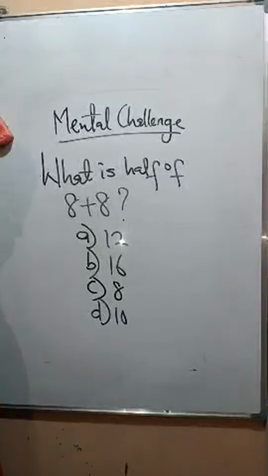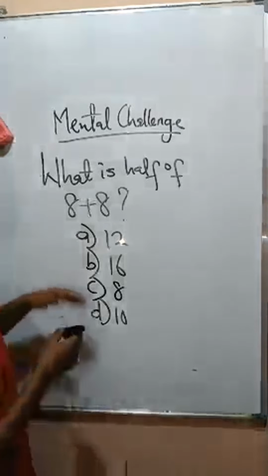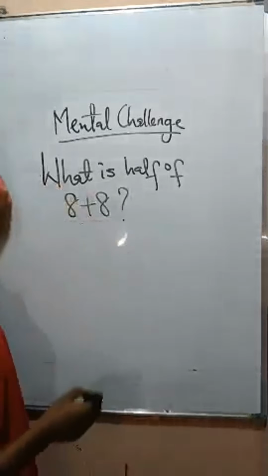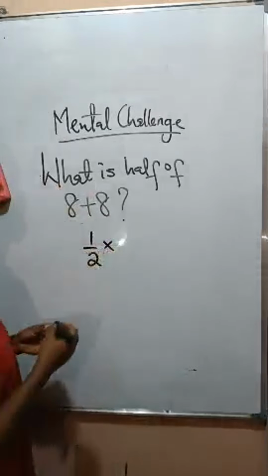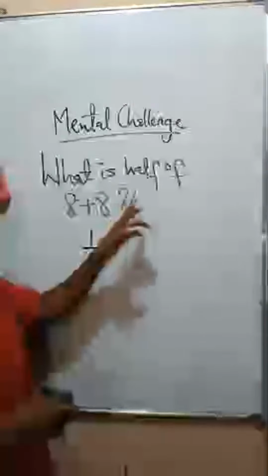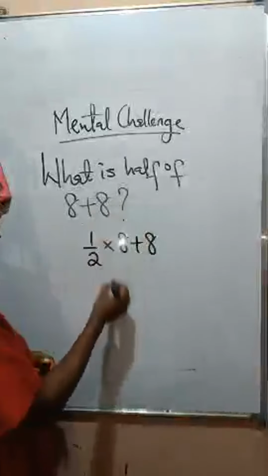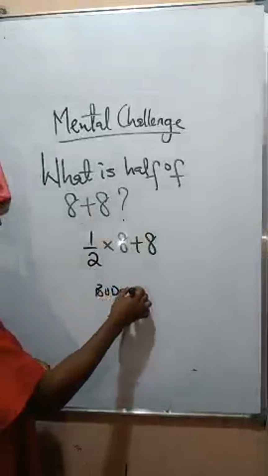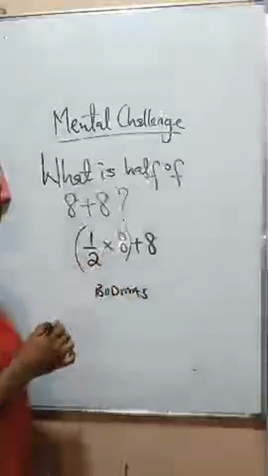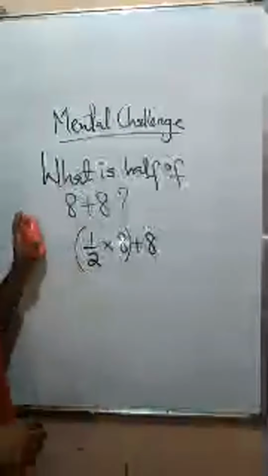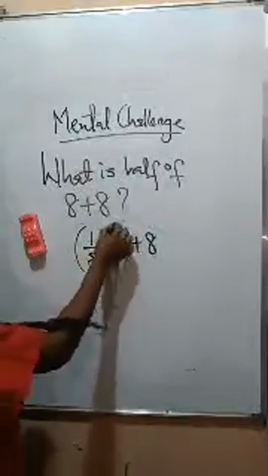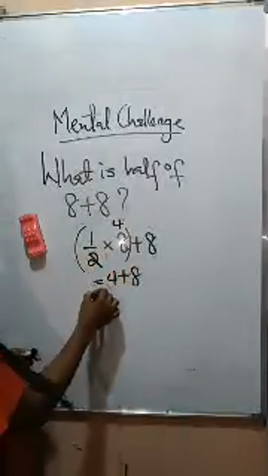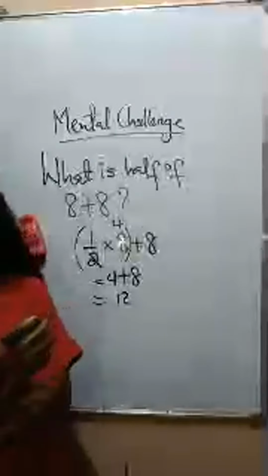Okay, so let's do this together. First, let's write this as an equation. Half of that is multiplication. Half in mathematics is multiplication, okay? Half of 8 plus 8. Now remember that in BODMAS or PEMDAS, you're expected to multiply before you add. When you do that, this gives us 4. So we have 4 plus 8, and your answer is 12. Very simple, right?